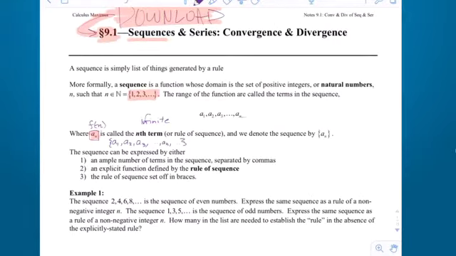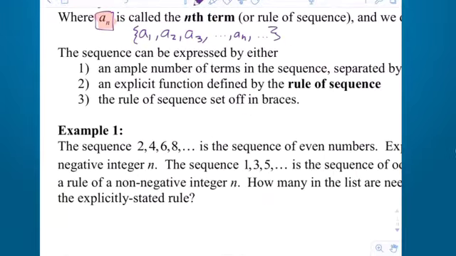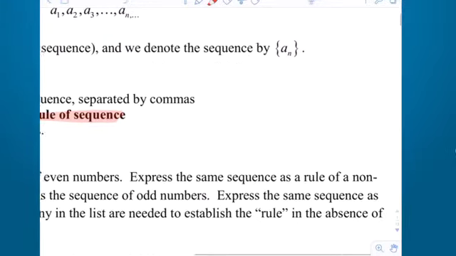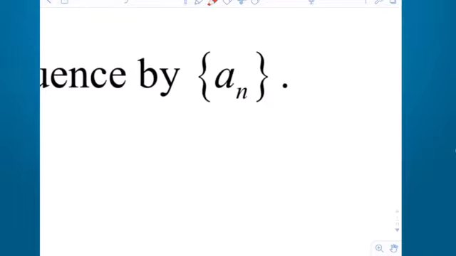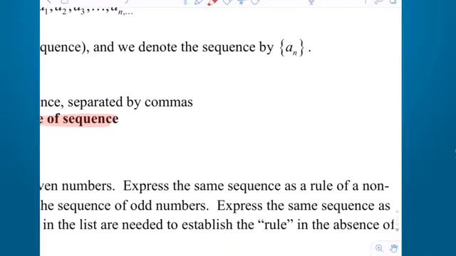All right. So sequences, real quickly here, can be expressed by either an ample, sufficient number of terms in the sequence, separated by commas, or an explicit function, like we just set up above. We call that the nth term. It's also known as the rule of sequence. So the nth term and the rule of sequence are kind of interchangeable, or the rule of sequence set off in braces. So sometimes you'll see it like that. But we typically use braces for sets.